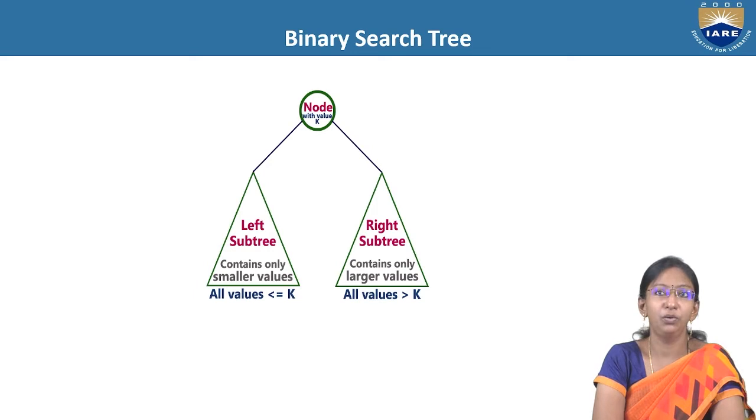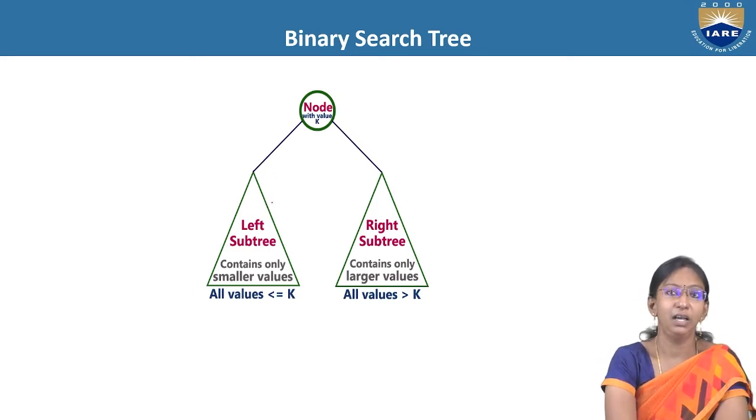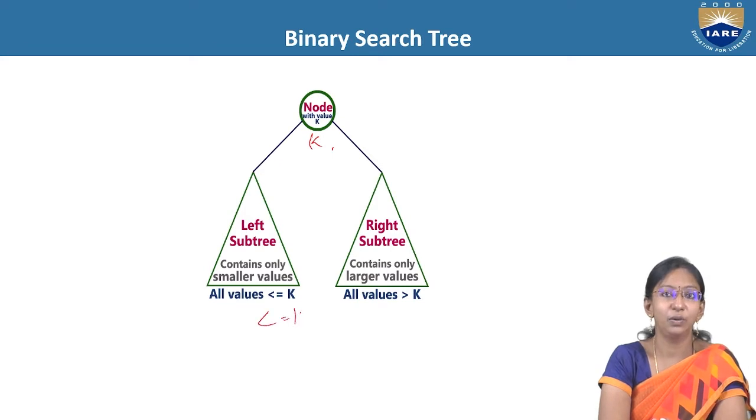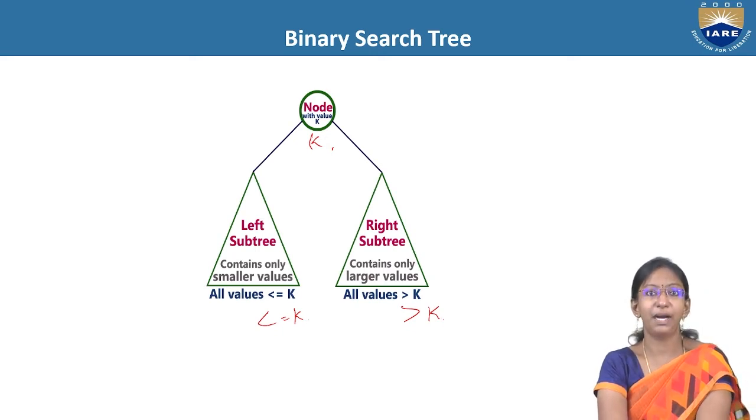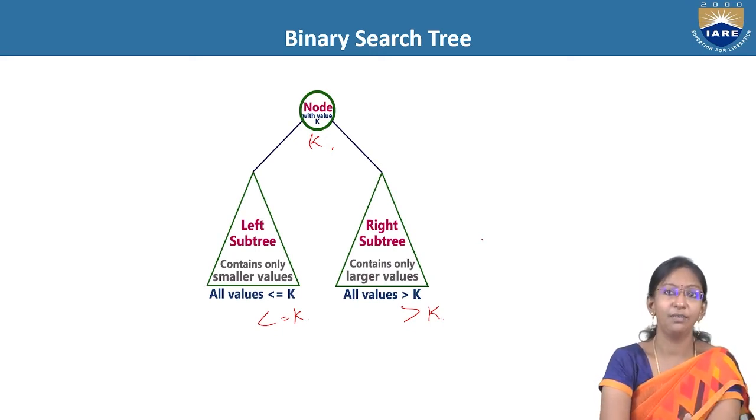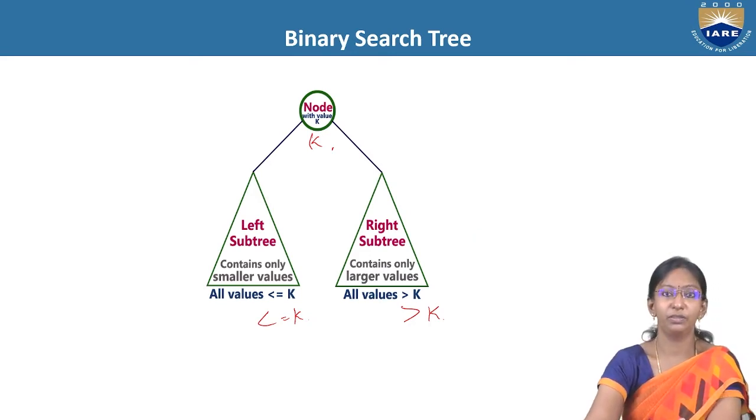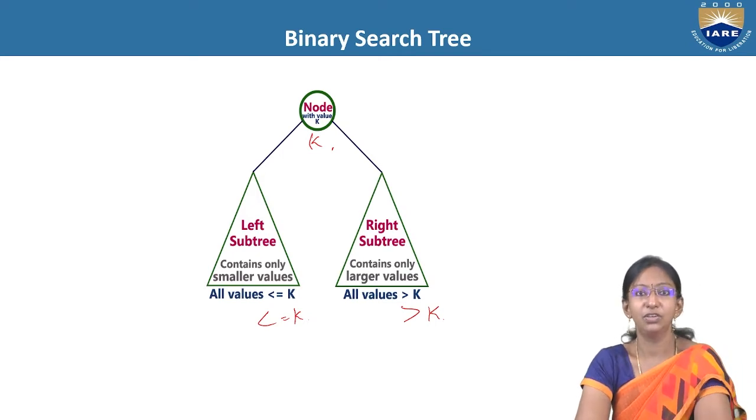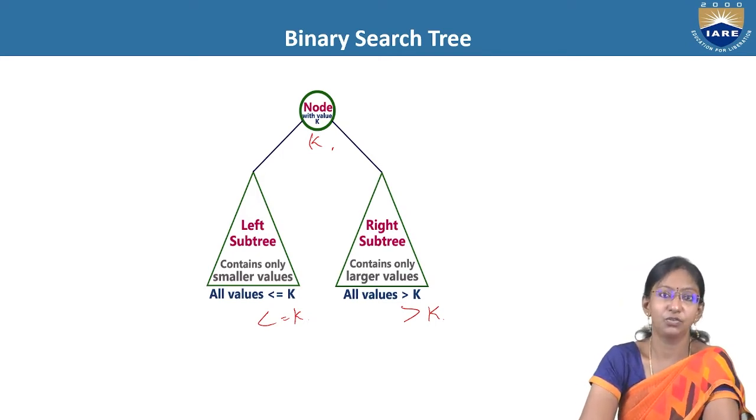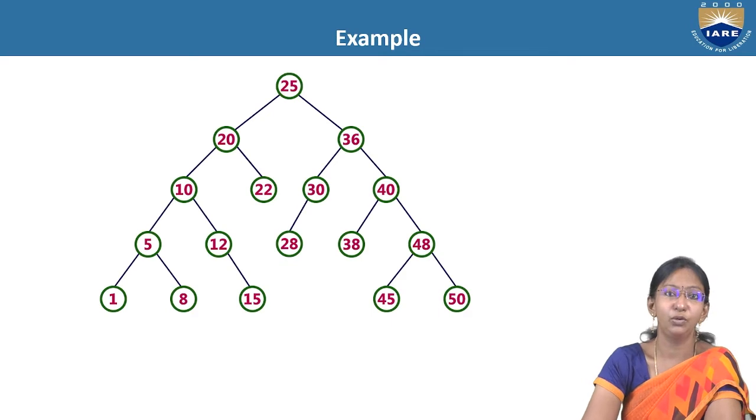If the parent node value is k, then the left child's value must be less than or equal to k and the right child's value is greater than k. So such a tree is a binary search tree. Have a look at the left, parent and right. There is a bonding between all the 3. So such a tree is a binary search tree.